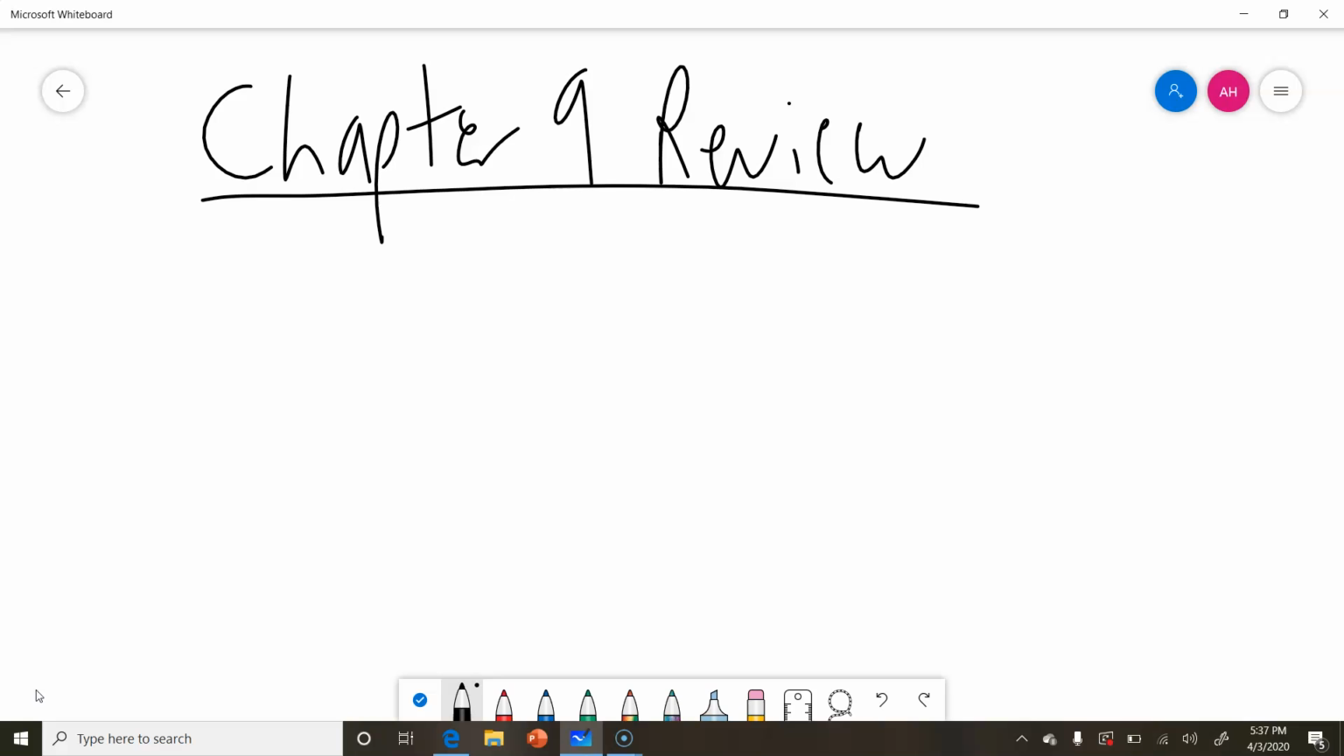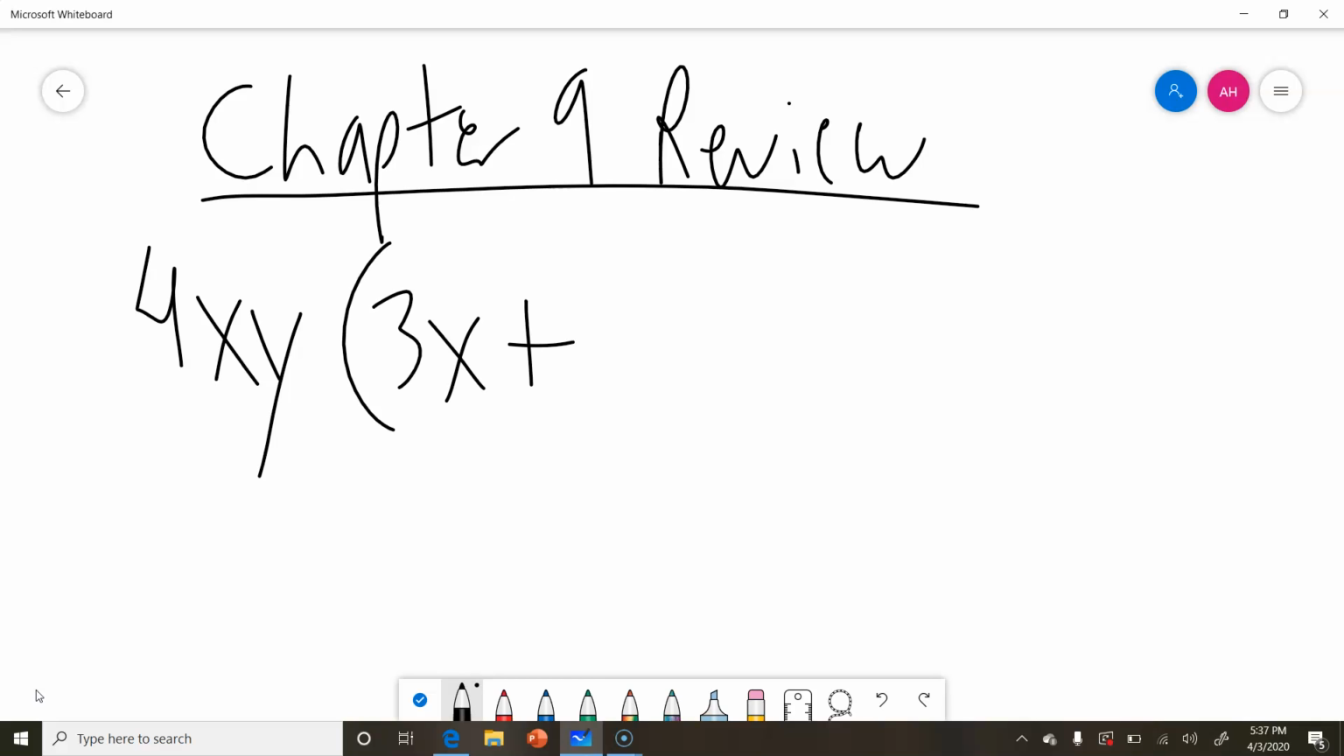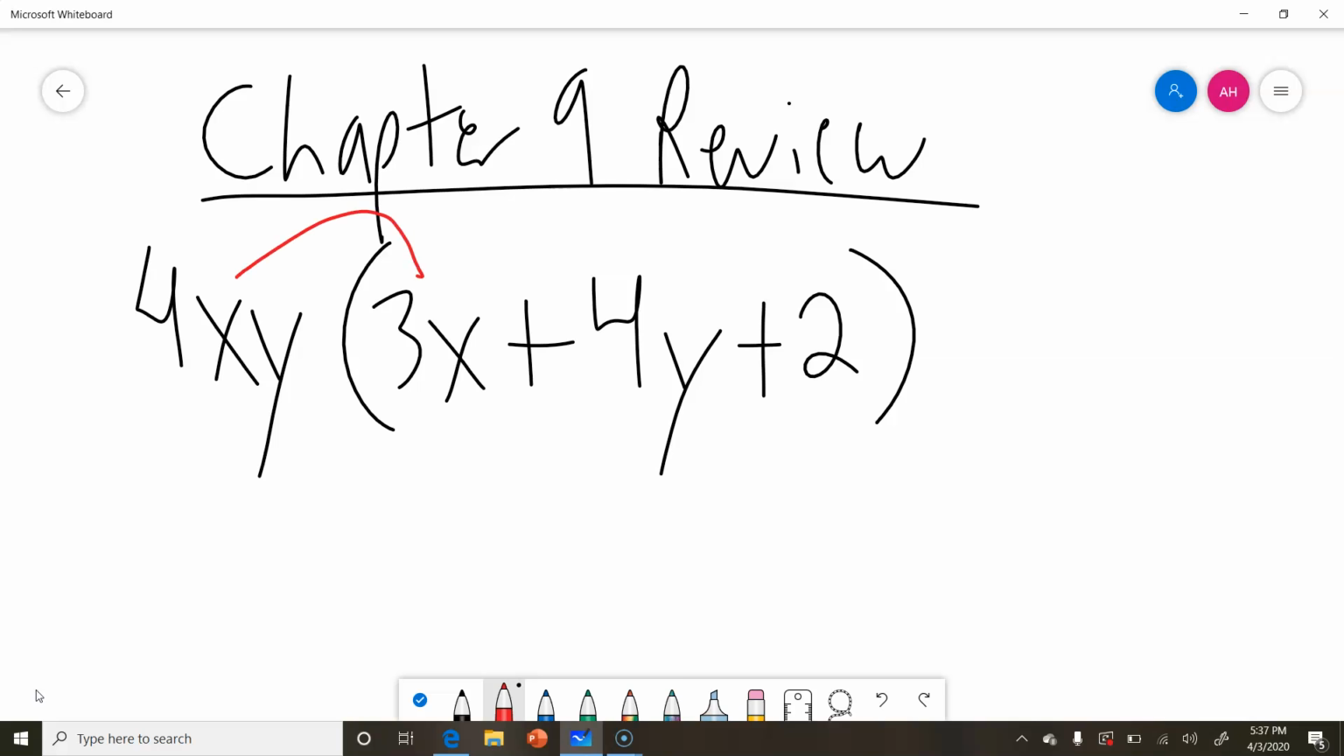So if we have something that looks like this, if we have 4xy times 3x plus 4y plus 2. Do you guys remember how we do this? Well, I hope so, but the first thing we got to do is distribute this term to that term. Now, I take the coefficients, which is the number, and multiply those. 12 is what I get when I do 4 times 3.